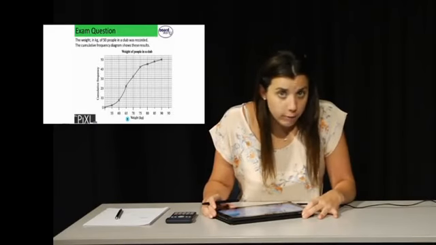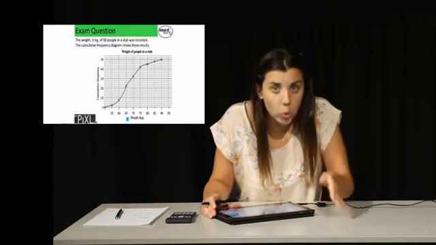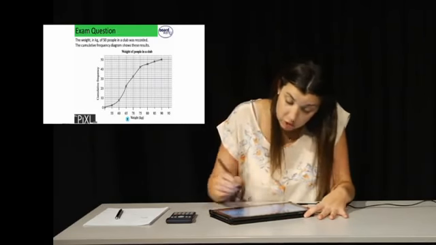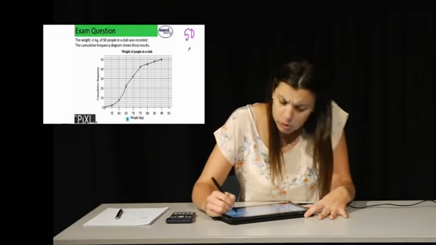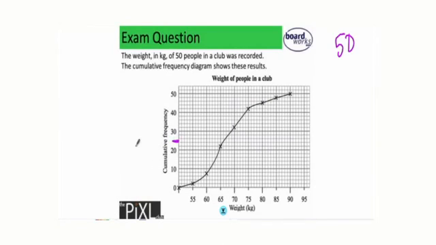So looking at this graph, our first thing we need to do is to find the upper quartile, the lower quartile, and the median. How many people have we got all together? This time we've only got 50. So what's half of 50? 25. That's where our median is going to go.